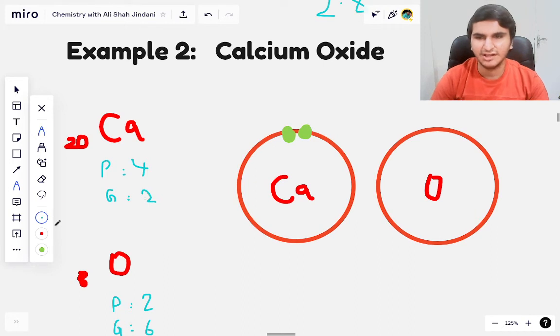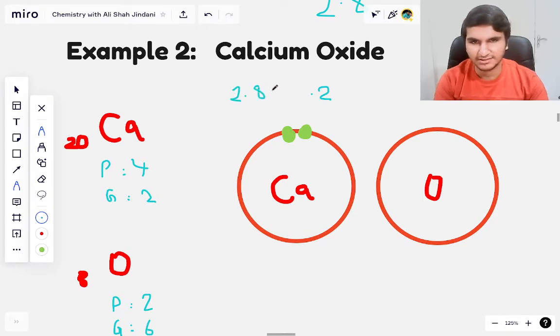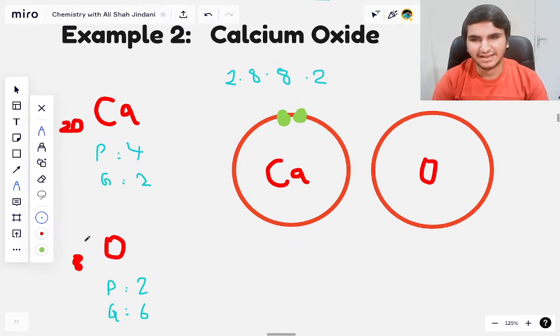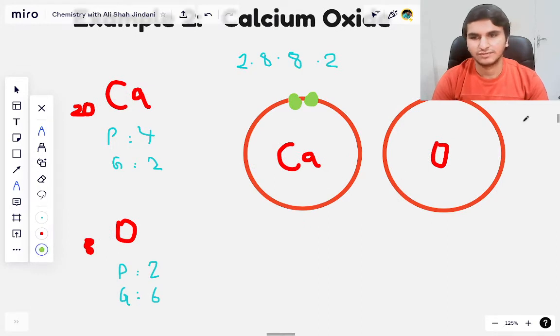So let me write down the electronic structure. We have 4 shells. In the last shell, we know there are 2, right? And in the other shells, we can work this out. As I told you in the previous video, we can work this out as 2, 8, 8, 2. And for oxygen, we have 8, so you can see 6 in the outermost shell and 2 in the first shell. So we are going to draw these as well, dot and cross diagrams.